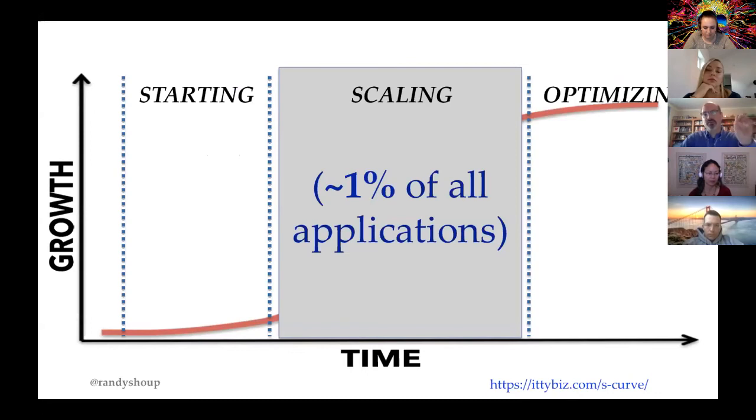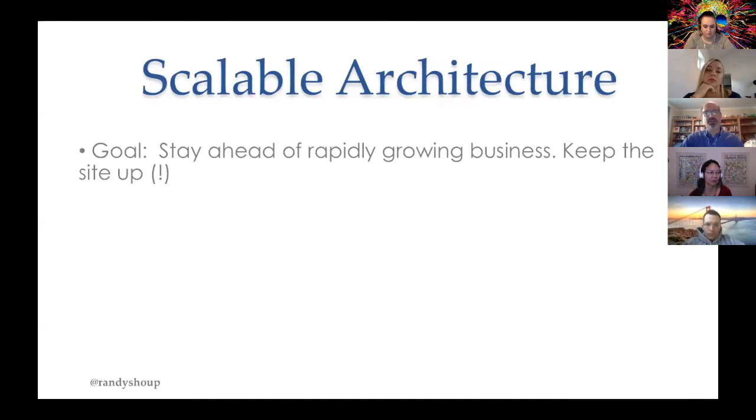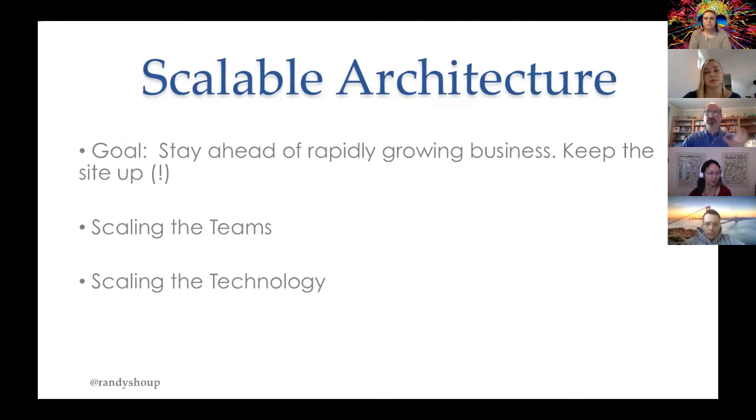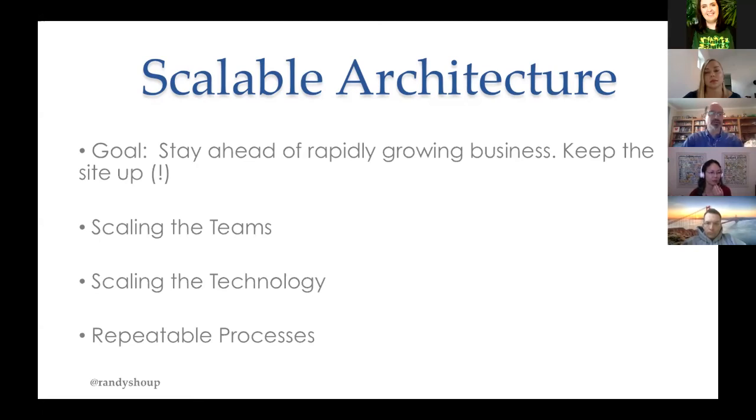So again, I just want to remind everybody that maybe 1% of all the applications or companies in the world are in this full scaling phase. Cool. So what would a scalable architecture look like? Our goal here is our business is growing really rapidly, our team is growing rapidly, and we just want to stay ahead of that. Keep the site up, keep us productive and moving forward. So what we're trying to do here is scale the teams, scale the technology, and start to introduce repeatable processes to make that more efficient and more productive.